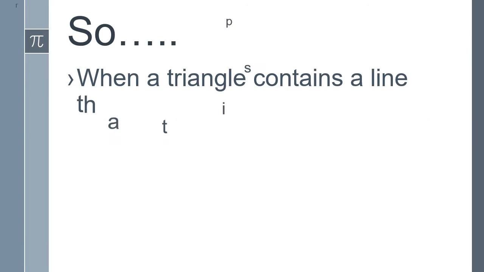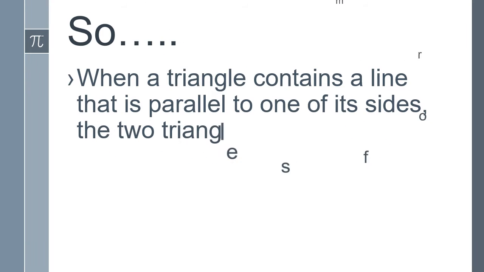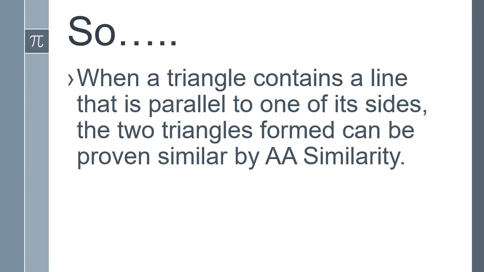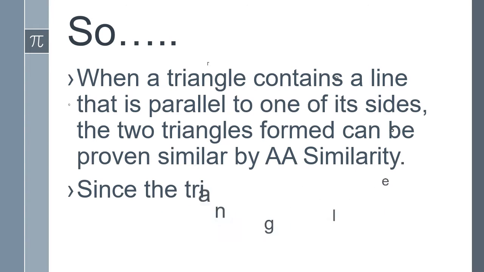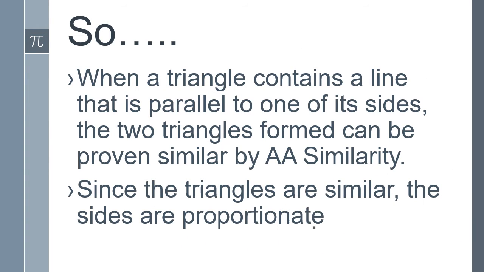So, when a triangle contains a line that is parallel to one of its sides, the two triangles formed can be proven similar by angle-angle similarity. Since the triangles are similar, the sides are proportional.